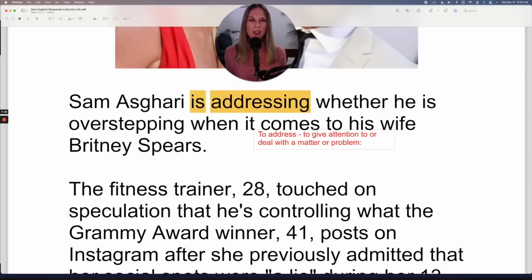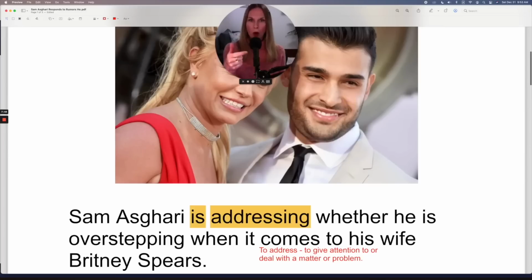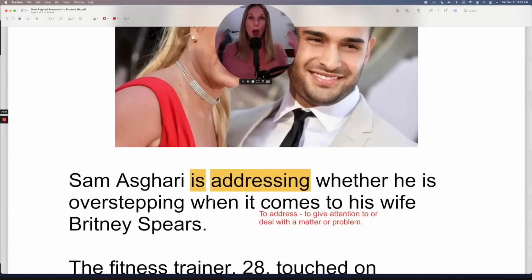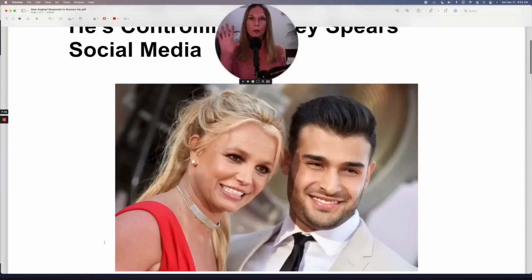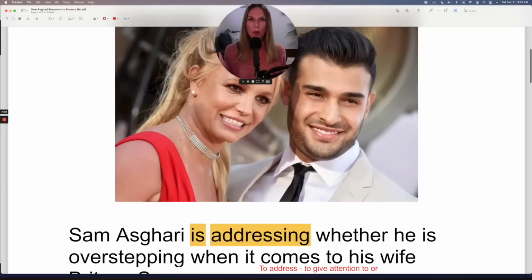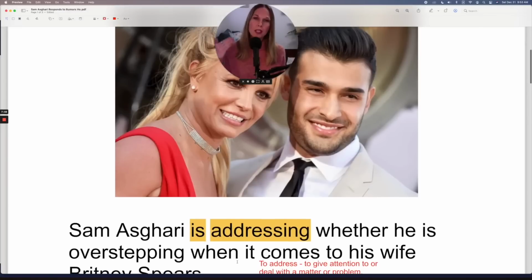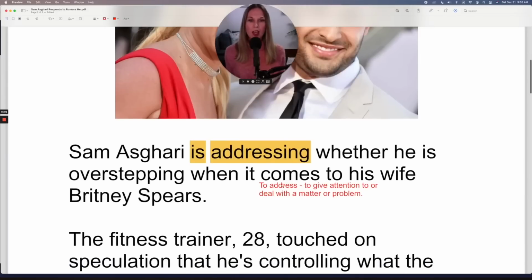And this means to give attention to or to deal with a matter or problem. So in this case, you can think Sam Asghari has a problem. The problem is other people are saying that he's controlling Britney Spears. That's the problem. So he's going to address that. He's going to deal with it. He's going to give it attention. Now, this is a very useful verb in a business context and in an everyday context as well.